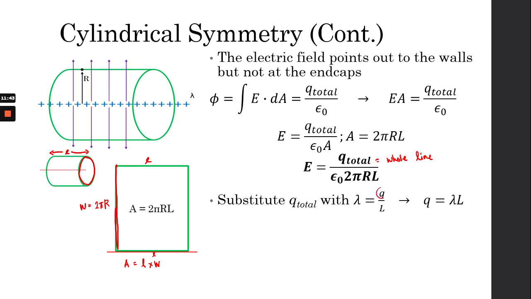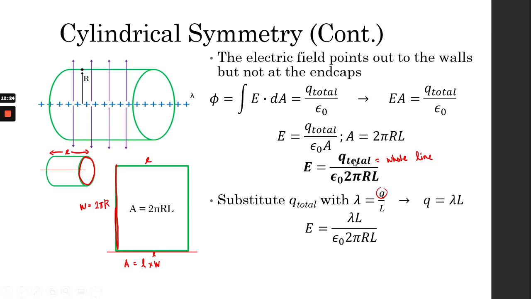So rearranging the equation, you would get Q is equal to lambda multiplied by the length. So substitute that value, you would get E is equal to lambda multiplied by the length divided by the permittivity of free space epsilon naught 2 pi r L. So you can use these two equations. You use this equation for limited length, if you know the charge per meter, and you use this equation if you're looking for the electric field for basically the whole line.